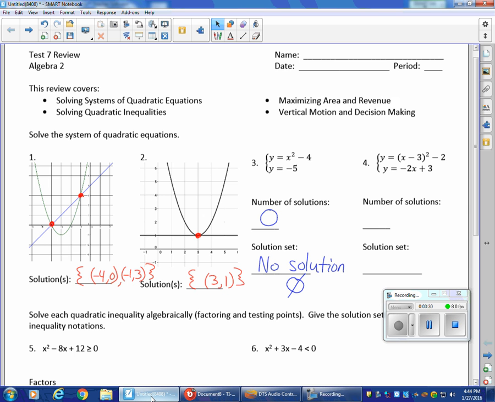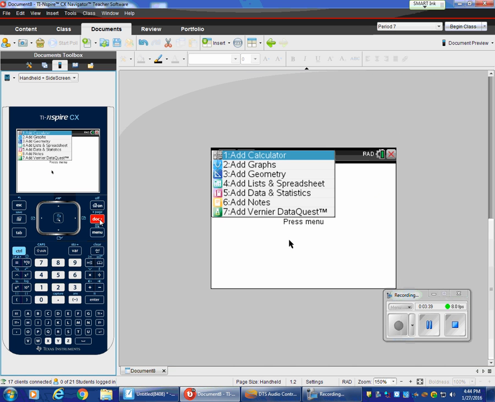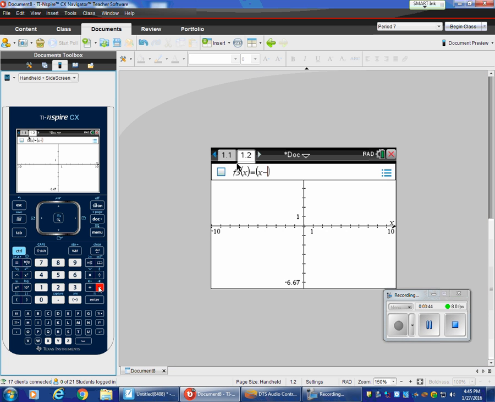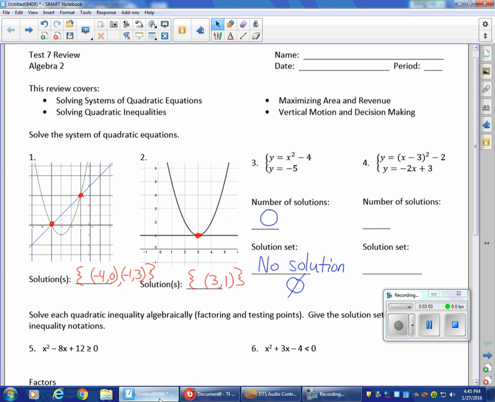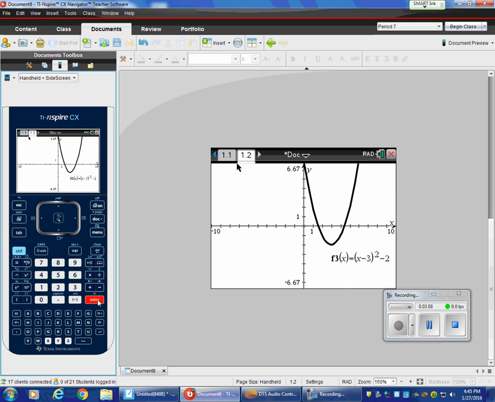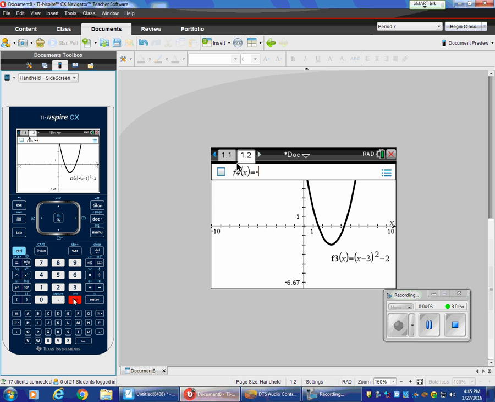As we push on to the next one, we follow the same pattern. So I'm going to graph the first function. Just going to make a new page. So it was x subtract 3 in parentheses squared minus 2. Okay, going to hit enter. Yet again, I have a second equation, so I'm going to push tab. Negative 2x plus 3. I can graph them both.